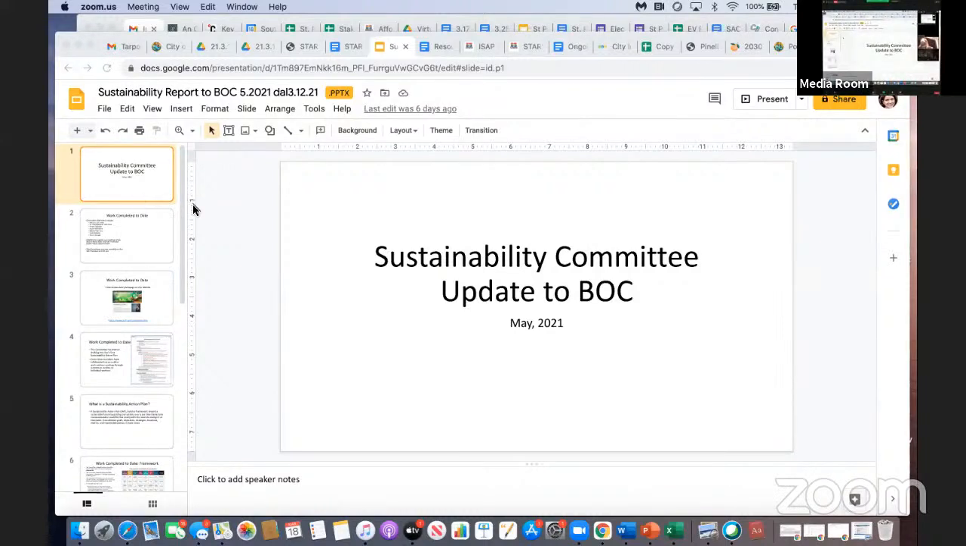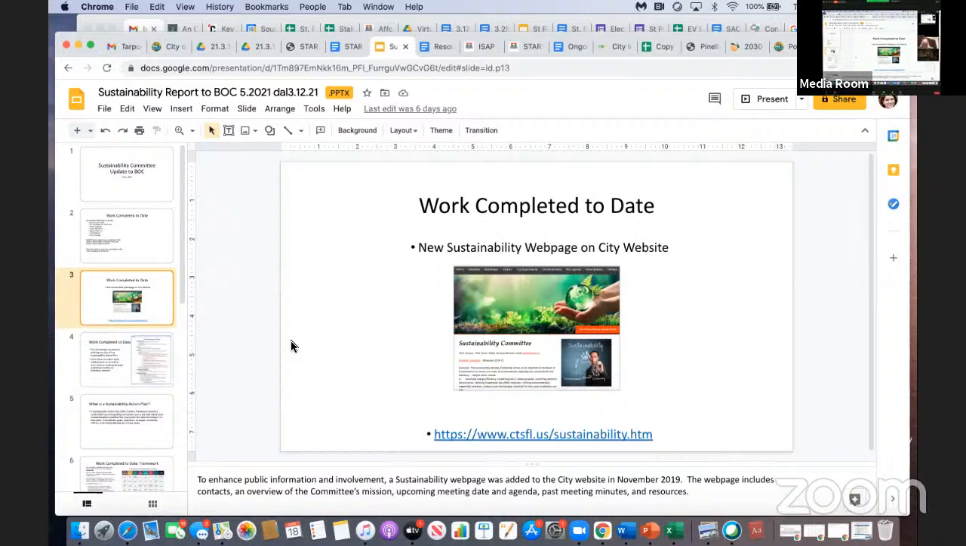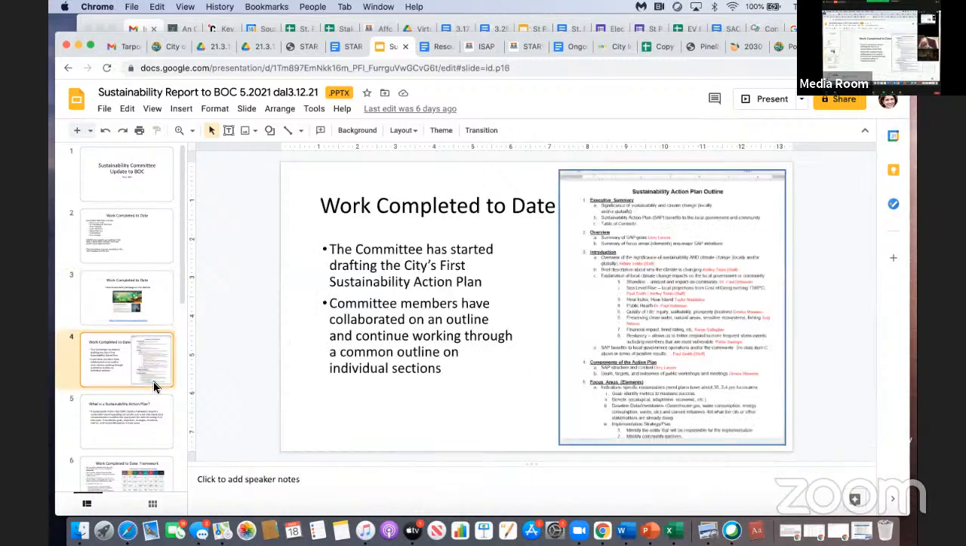Okay, so we're starting off similarly to what we did last year with just explaining who the committee members are and how COVID kind of interrupted our work, but that we're back at it, that we meet monthly. And then start talking about the work that we have finished to date. So we've got the sustainability webpage that has all of the additions to it, and then the Bang the Table that they are aware of. We also have started working on our action plan. So we're going to share that with them.